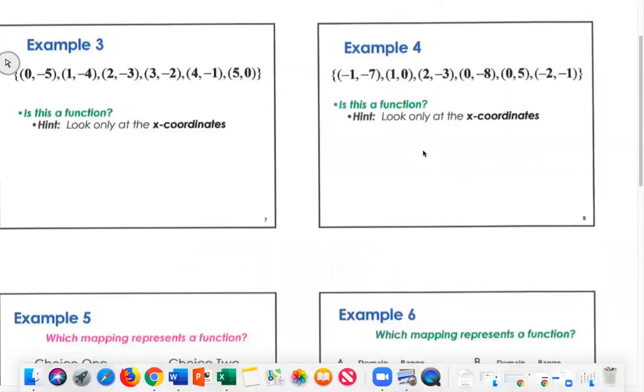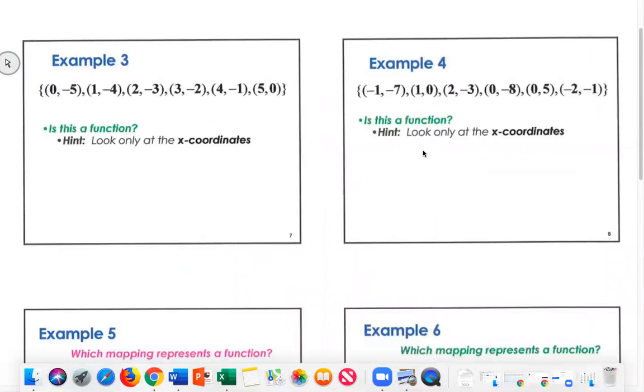So let's talk about examples 3 and 4. Is this a function? So all I'm going to do is, in order to determine that, I'm going to look at my x values. Notice 0, 1, 2, 3, 4, 5. Do you see how they're all different? So this is a function.